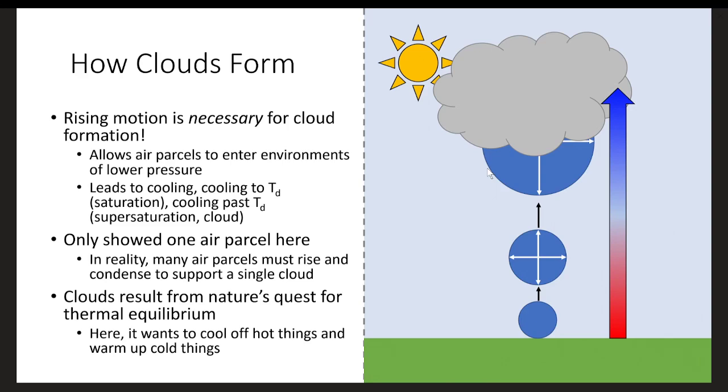We only showed one air parcel here. Well, in the first slide, they showed a whole bunch, so you can just assume that this is happening all over. So you have to have a lot of little air parcels around doing this to support a cloud. Clouds result from nature's quest for thermal equilibrium. Now that's beautiful. Yeah, so it wants to cool off hot things and warm up cold things. So the ground is hot, and so it just wants to cool off the hot ground. So it will rise until it's in equilibrium.